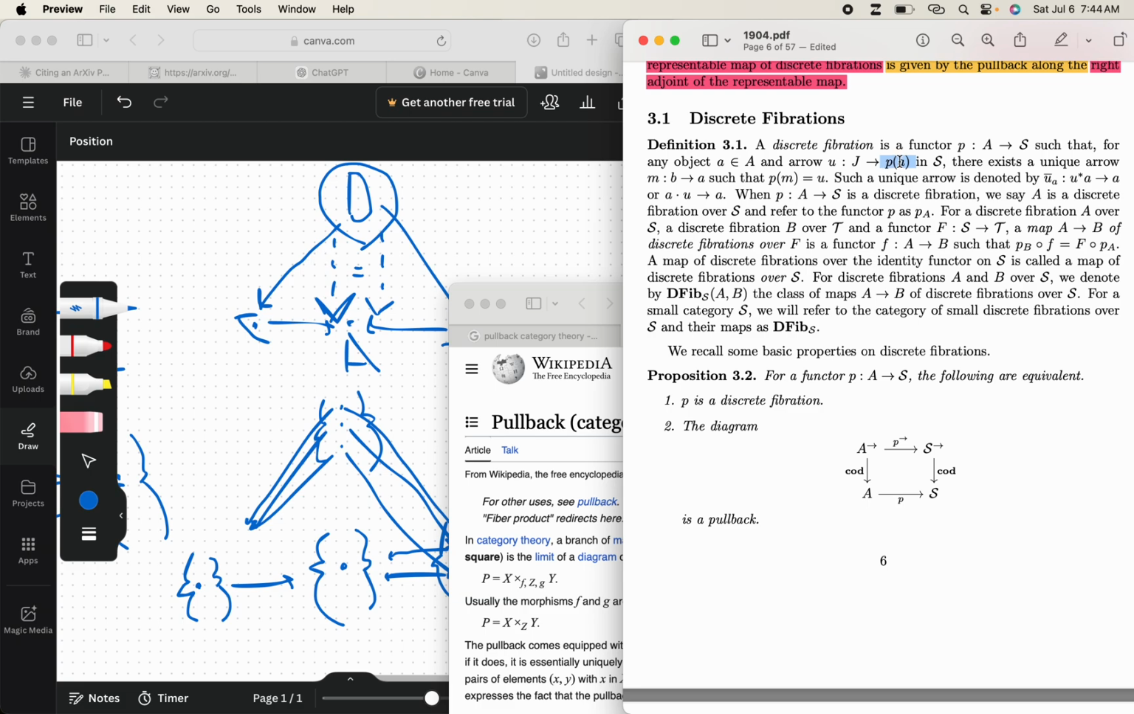So we have a functor and it's going into this category S, and that means that, I don't think they say it, but I think we should understand that J is an object in S, because P of A basically has to be an object in S, and so U has to be an arrow in S as well, I believe. There exists a unique arrow. So for any object in A and any arrow in S, which is pointing at the functorial mapping of A.